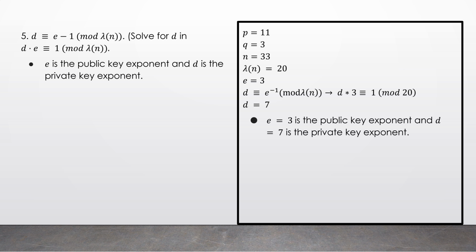Set e as the public key exponent. To calculate the private key exponent d, use the equation d equals e^-1 mod lambda of n, which can be written as d times e equals 1 mod lambda of n.